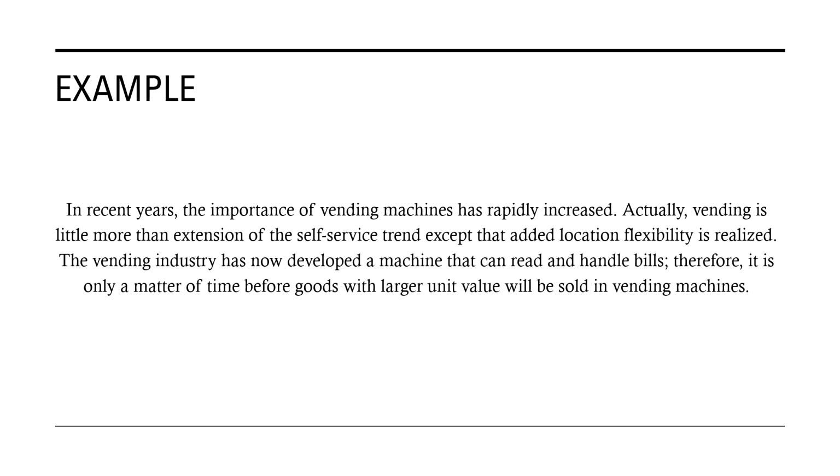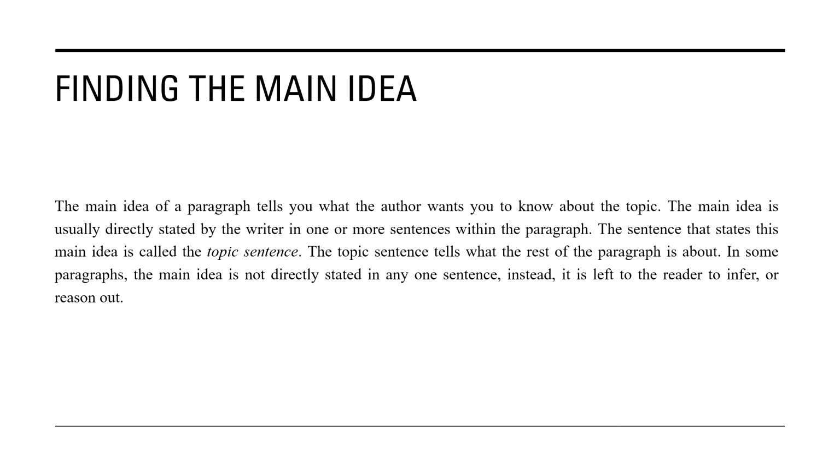So we can jump to the next topic, about finding the main idea. The main idea of a paragraph tells you what the author wants you to know about the topic. The main idea is usually directly stated by the writer in one or more sentences within the paragraph. The sentence that states this main idea is called the topic sentence. The topic sentence tells what the rest of the paragraph is about.